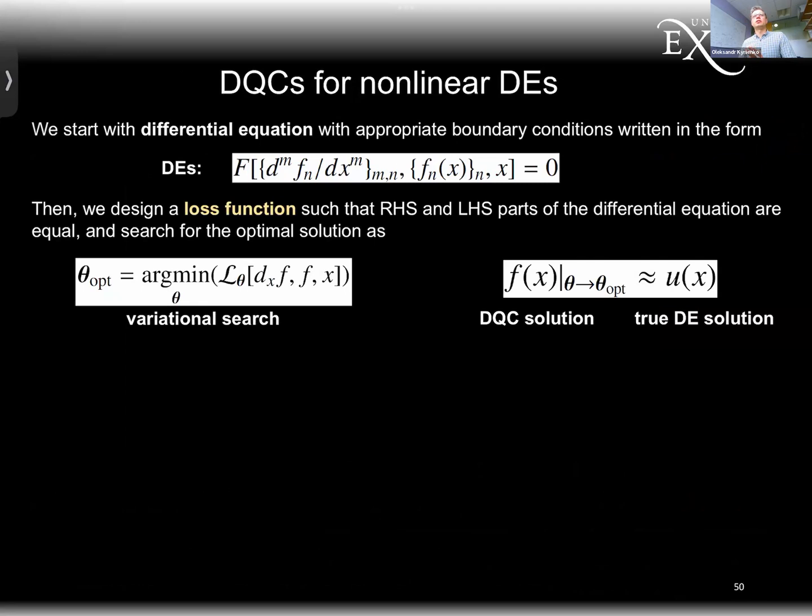So we take the derivatives, we take the function, we know that the sum of those should give us 0, so that's the condition of the differential equation, and you also have the boundary condition, which you need to match. You say that the distance between the two should be minimized, that's a loss function evaluated on a certain grid. If I found the minimum of this loss function, I got the solution.